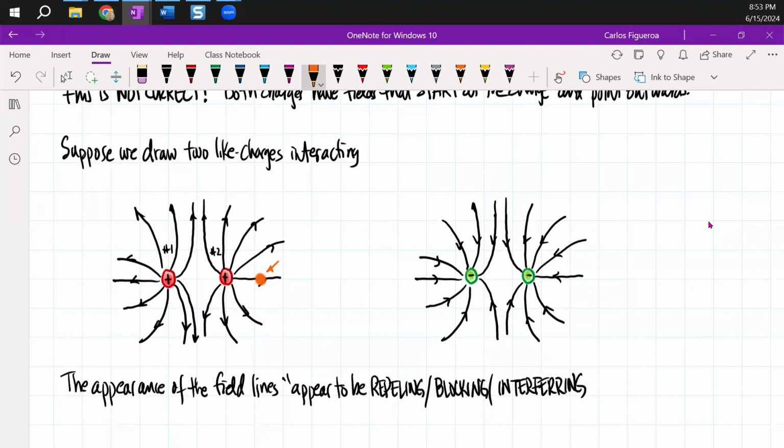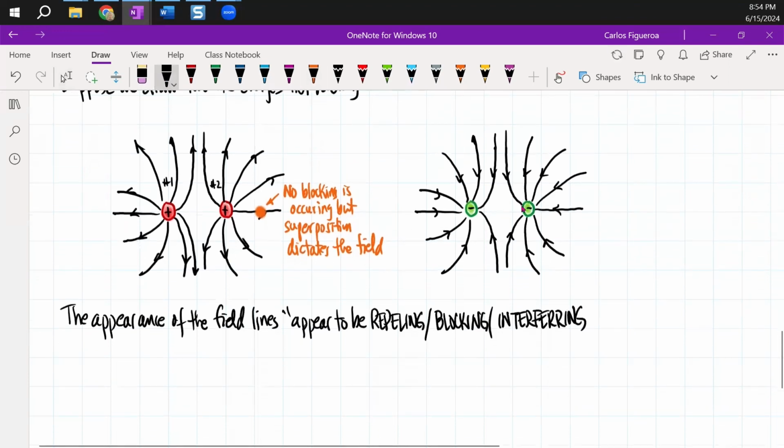The answer is that no blocking, interference, or repelling is occurring, but superposition dictates the field. So I would say that idea is absolutely incorrect.